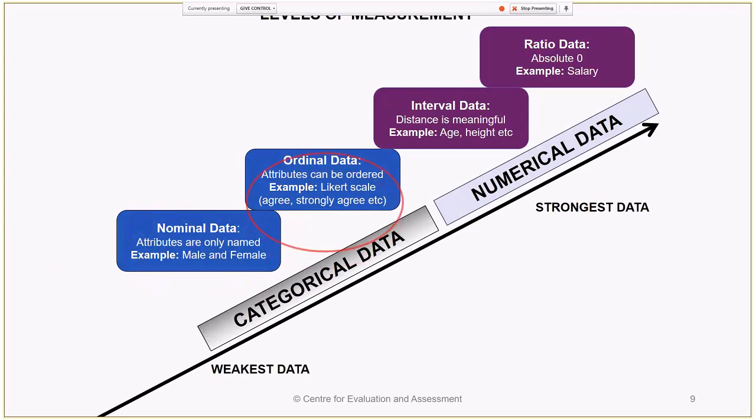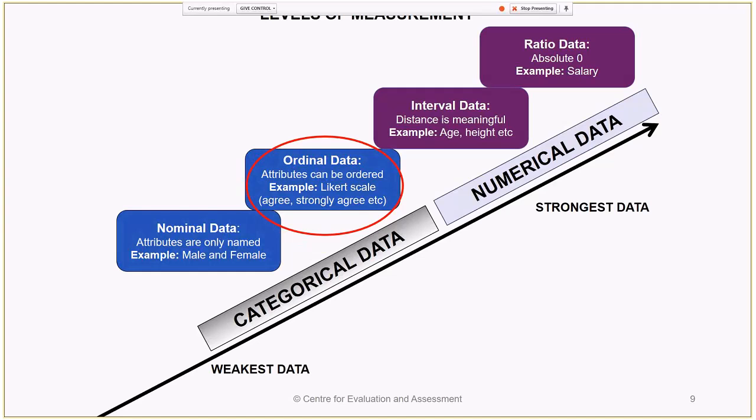There's no inherent order to it. Then we have ordinal data where we do have order. So there we have Likert scale type of data. We have agree, strongly agree, there's order to it. But there's no true intervals, because I don't know if somebody who strongly agrees agrees twice as much as somebody who agrees. So no real distances.